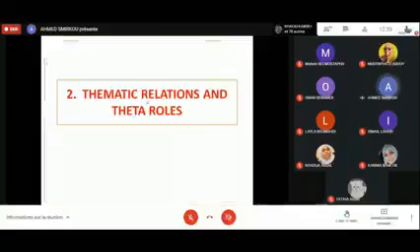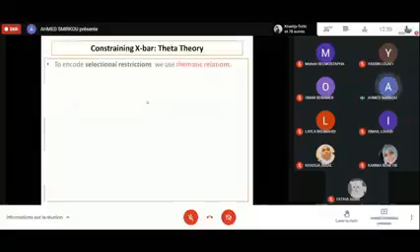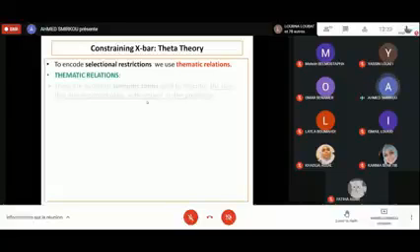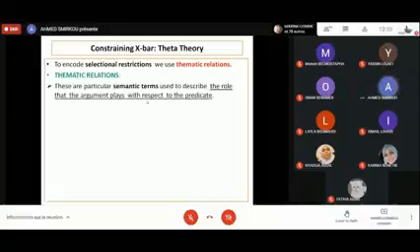So thematic relations and theta roles. To encode selectional restrictions, we use thematic relations. Now we are going to talk about selectional restrictions, those semantic restrictions, but we use thematic relations. So thematic relations, these are particular semantic terms used to describe the role that the argument plays with respect to the predicate. The thematic relations are semantic terms that are used to describe the role of the argument.